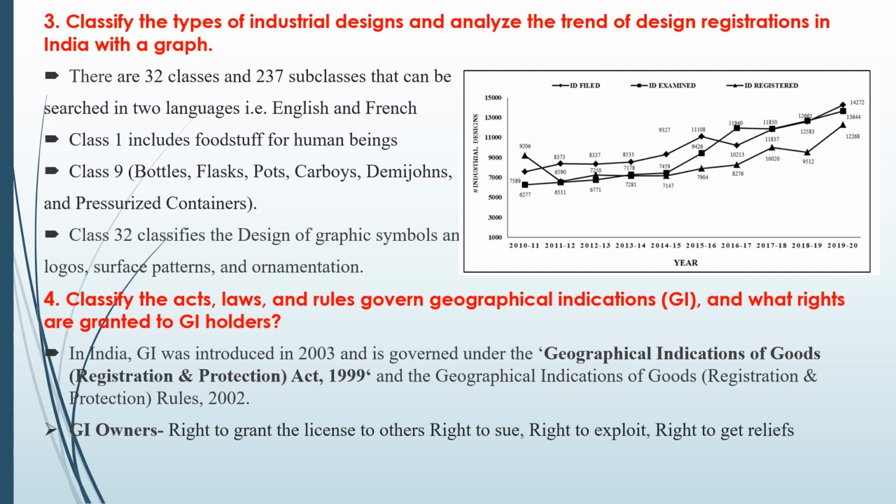So here in India, GI was introduced in 2023, and you had the Geographical Indication of Goods Act in 1999. So this is the act and laws related to GI, and GI owners have all the rights to have the license and give the license to other people, that is, like giving a lease. So right to sue, right to exploit, right to get reliefs. These are some of the rights that are granted to GI holders. So you have to write in brief what is right to sue, right to exploit, right to get reliefs.